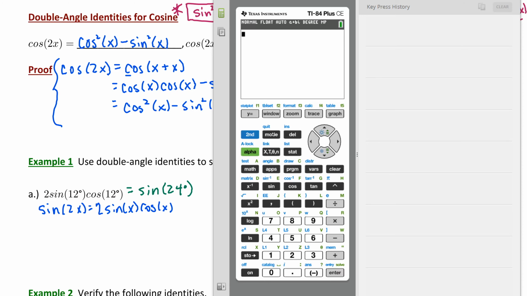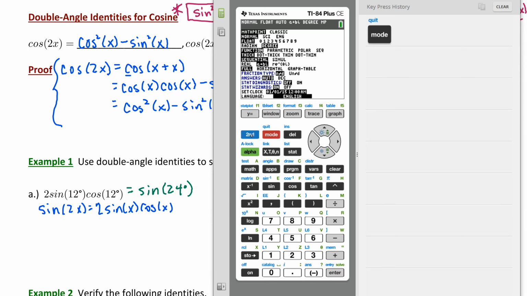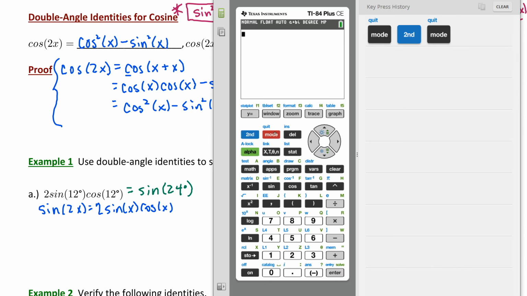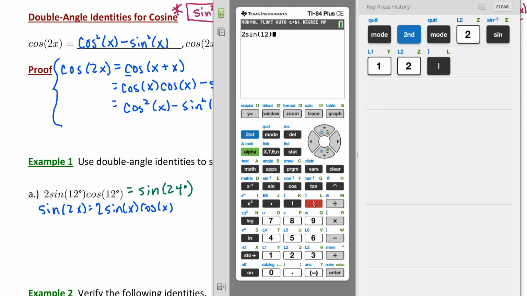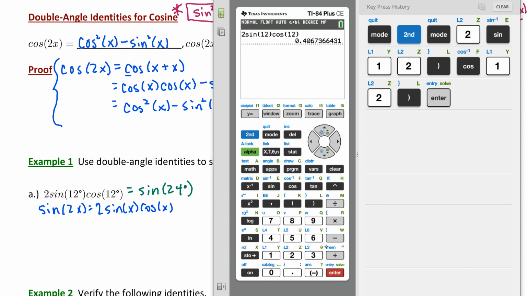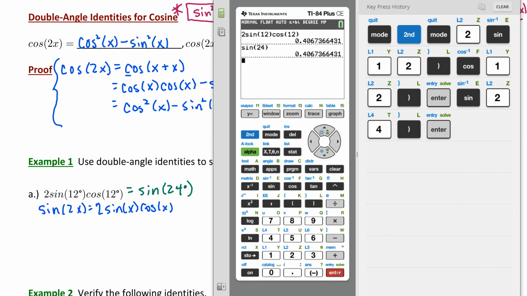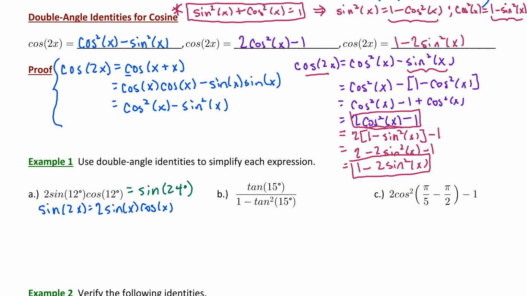Notice you could certainly check that with your calculator. First, I'm going to make sure I'm in degree mode, and then I'm going to type in our original problem. That's 2 sine of 12 degrees times cosine of 12 degrees. And observe the output. And then I'm going to type in our simplification, sine of 24. Notice we get exactly the same output. This is an irrational number, and it's not in terms of a common angle on the unit circle, so sine of 24 degrees is a sufficient simplification.